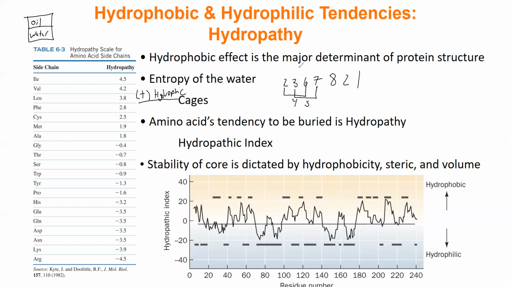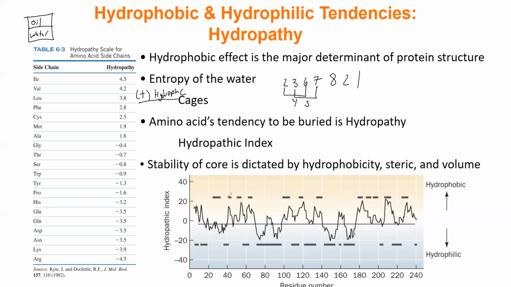And so we have running averages to get a more accurate picture. We can do the same thing with amino acid sequences. You just do a running average of these hydropathy numbers. And if you're positive, you're more likely to be buried on the inside of the protein. And if you're negative, you're more likely to be on the outside.